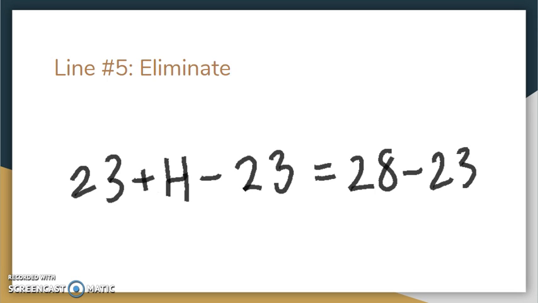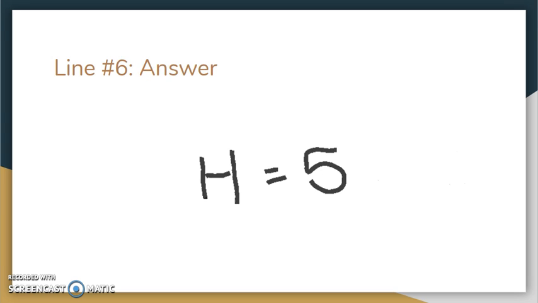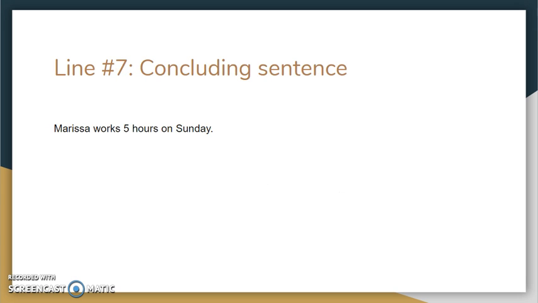To finish isolating h, we now subtract 23 from the left side and the right side of our equation. This leaves us with h on one side and 5 on the other, because 28 minus 23 equals 5. So h equals 5. Let's finish off this word problem with a concluding sentence. Marissa works 5 hours on Sunday.